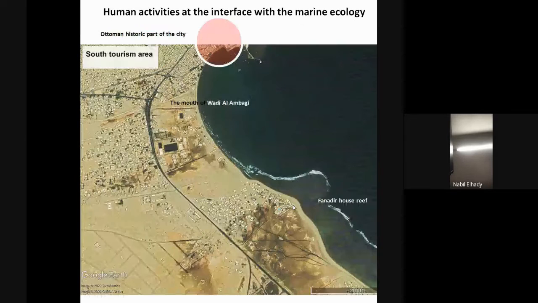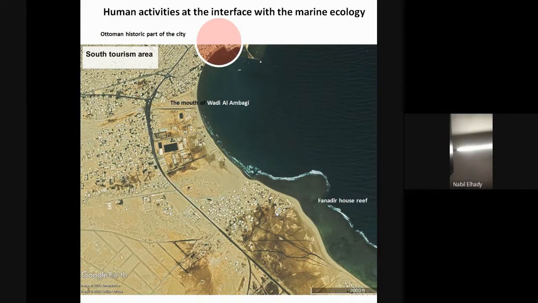The third part is the south of the city of Qusair, near the main Wadi al-Ambagi. This is where the Fanadir resort, now Sea Hug Resort, was the first to start being built as a tourist resort. It is very near some informal area, but also to the historic part of the city.